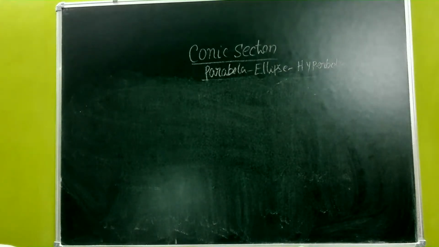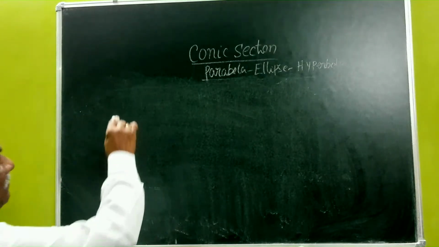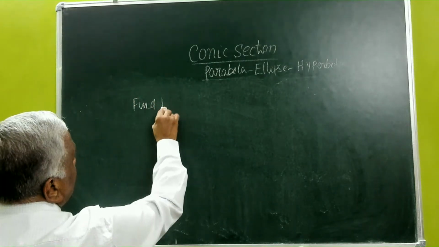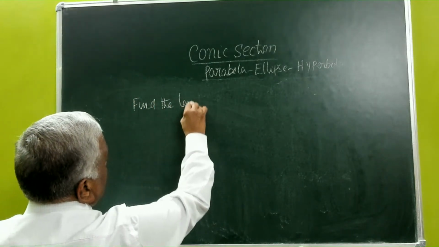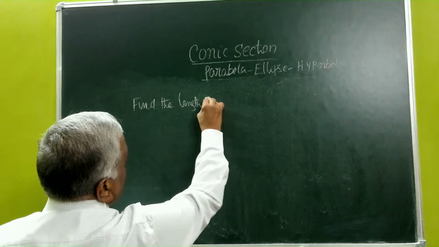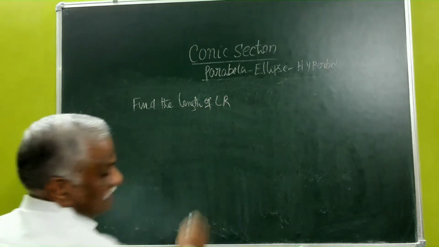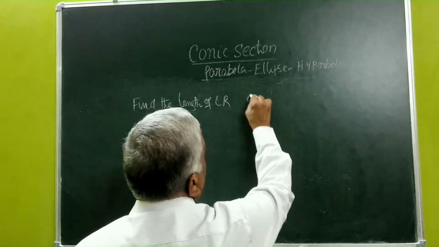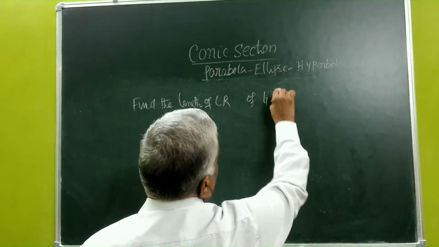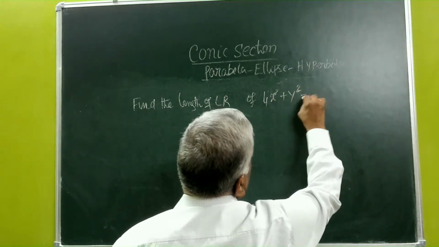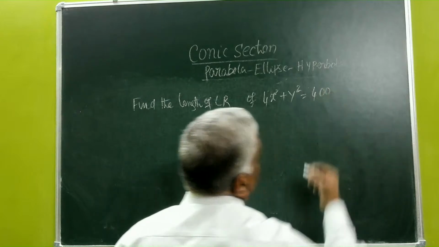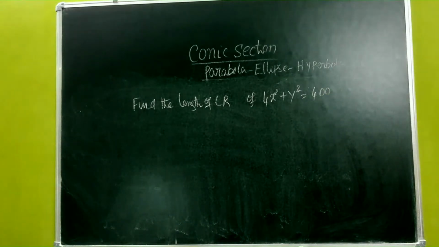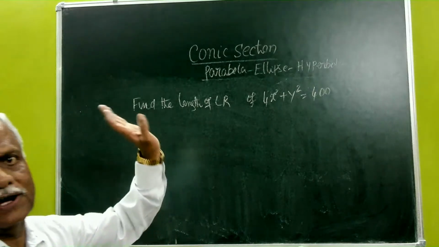They have given one more problem. Find the length of LR of 4x square plus y square is equal to 400.